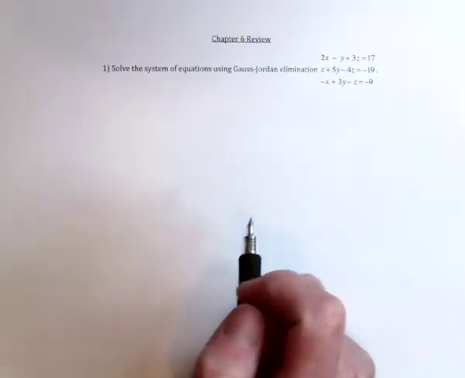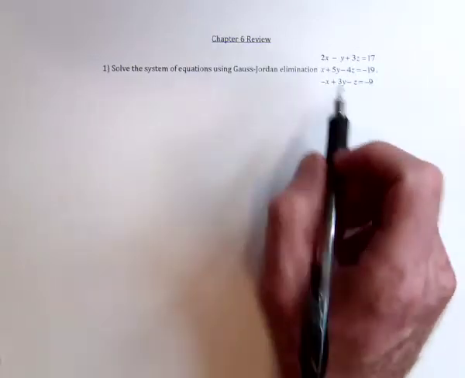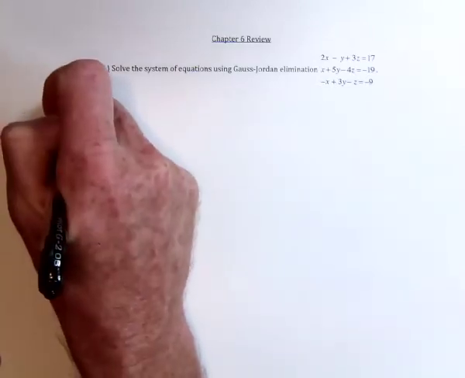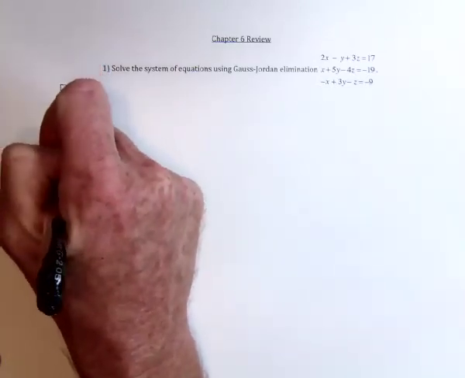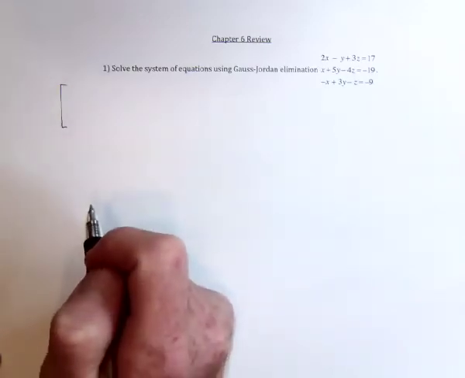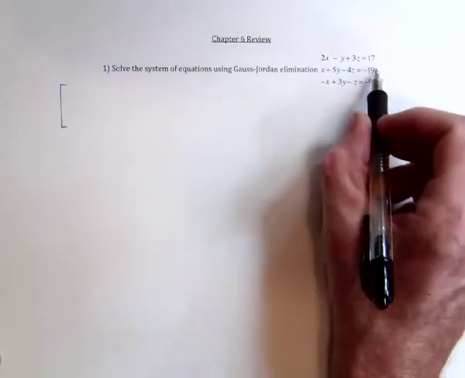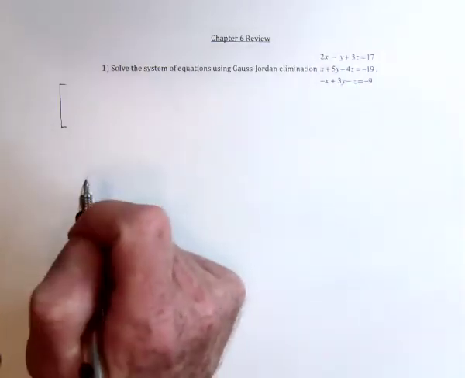So we're going to be using a matrix and row operations to solve this system of equations. So the first thing to do is write this as an augmented matrix, it's called. So we write down all of the numerical information without the x's and the y's and z's.